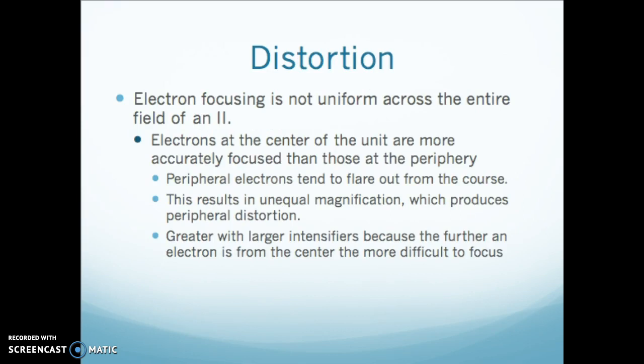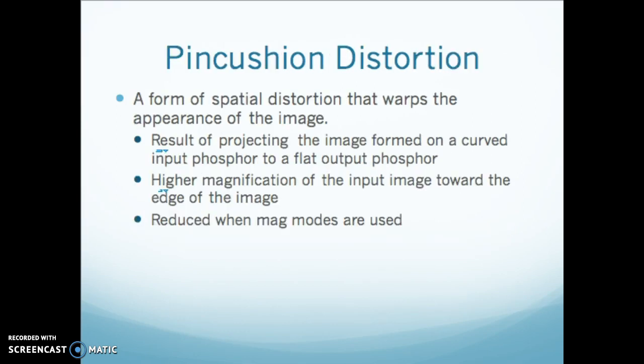So distortion. Electron focusing is not uniform across the entire field of the II. Electrons at the center of the unit are more accurately focused than those at the periphery. So the periphery electrons tend to flare out and go off course. Remember that divergent beam. This results in unequal magnification, which produces peripheral distortion. It's greater with larger intensifiers because the further the electron is from the center, the more difficult it is to focus.